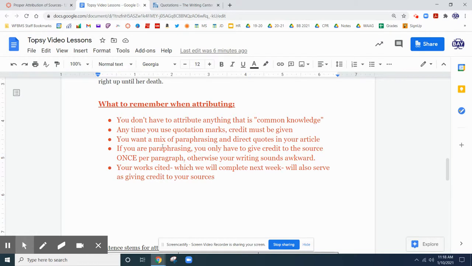Third, you want to mix paraphrasing and direct quotes in your article. I talked about that before. Fourth, if you are paraphrasing, you only have to give credit to the source once per paragraph. Otherwise, your writing will sound awkward.